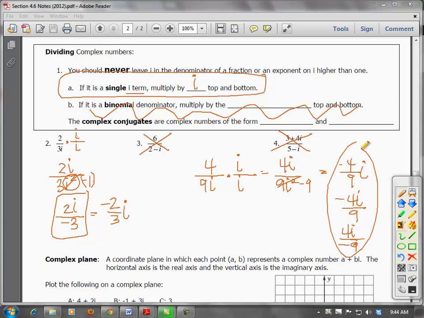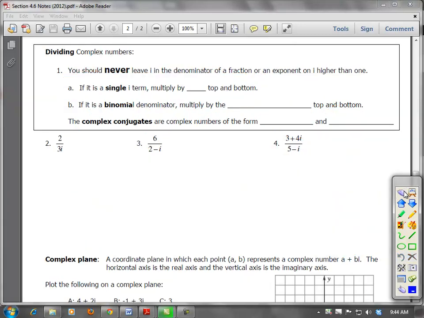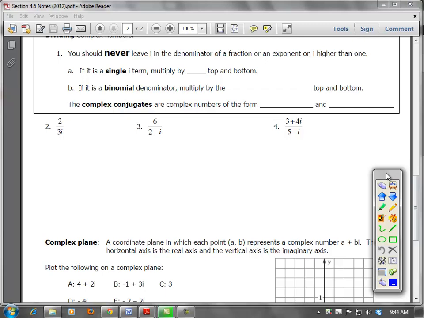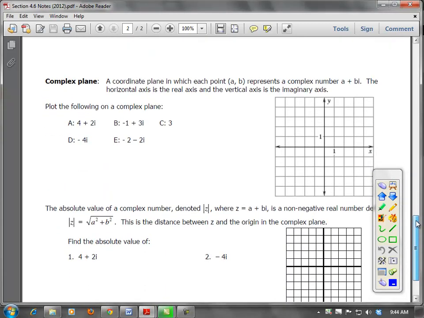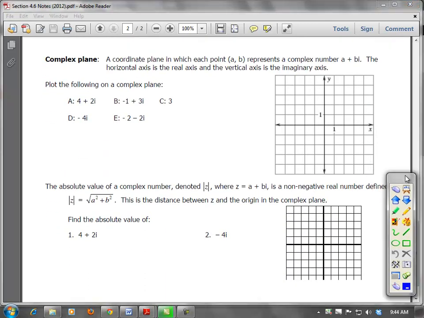Okay? So that's the idea of dividing. You just don't want an i in the denominator, like you don't want a square root in the denominator. Okay, last part. Let me move this out of the way. We're talking about complex numbers on a graph. Okay, and we're going to do two different things. We're going to graph it, and then we're going to talk about its distance on a graph, and I'll show you both. Here's what happens.